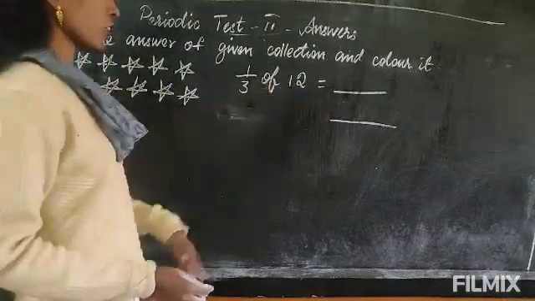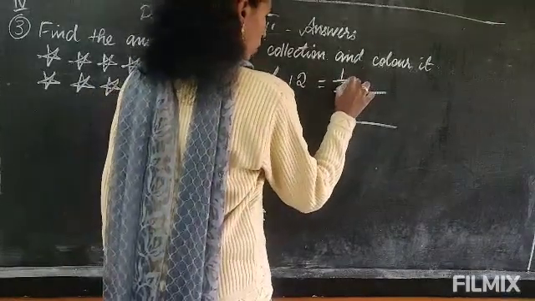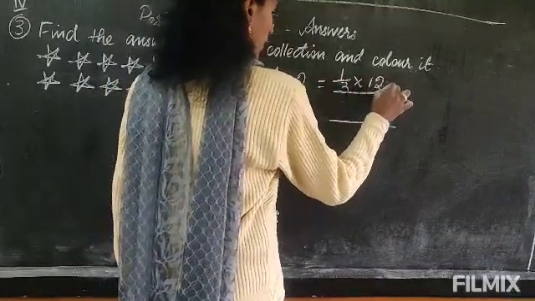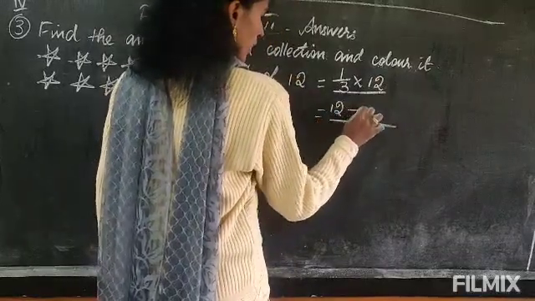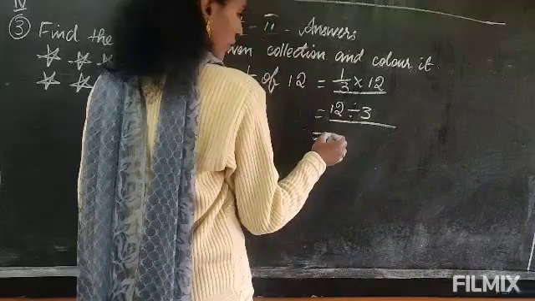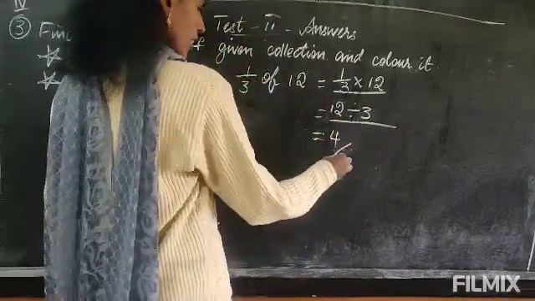So 1 by 3 of 12, you have to write here at least one more step. This is 1 by 3 into 12. So 1 by 3 into 12, you will write 12 divided by 3. 12 divided by 3, how many 3s are 12? 4 3s are 12. So 4 is the answer.